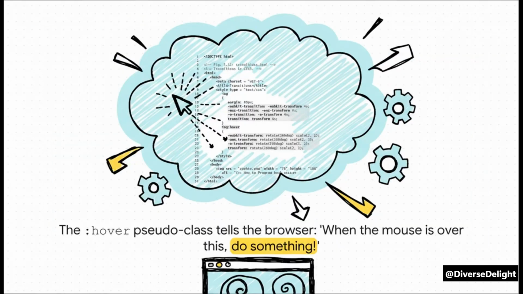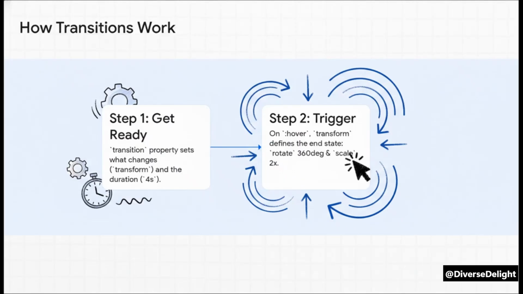And that trigger, that something the user does, is very often this thing called the hover pseudoclass. It's a super simple but incredibly powerful instruction. It just tells the browser, hey, as soon as the mouse is over this image, I want you to apply some new styles. So how does it all come together?